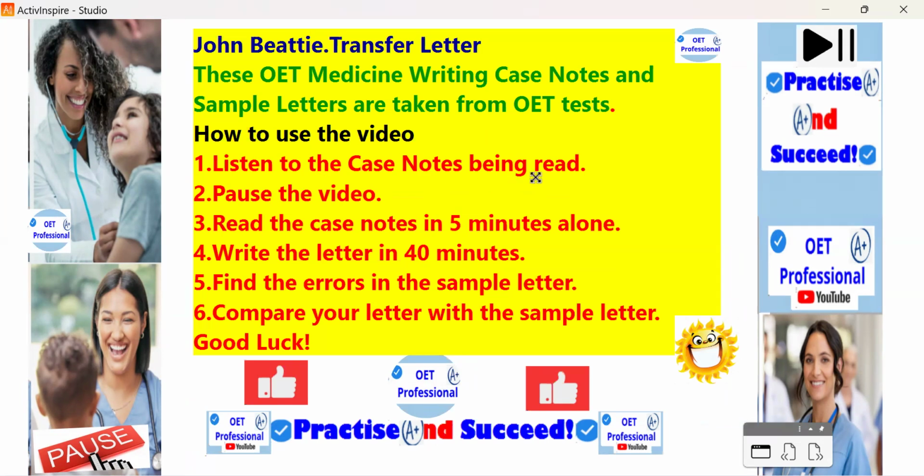Listen to the case notes being read, pause the video, read the case notes in 5 minutes alone, write the letter in 40 minutes, find the errors in the sample letter, and compare your letter with the sample letter. Good luck.